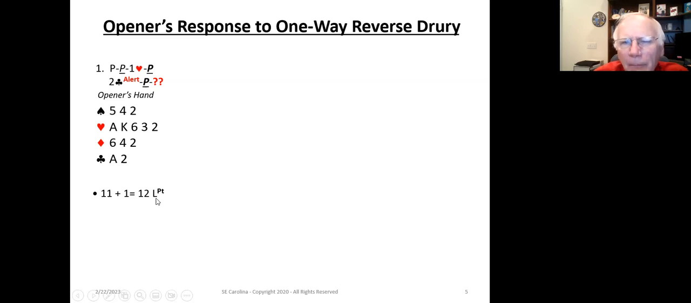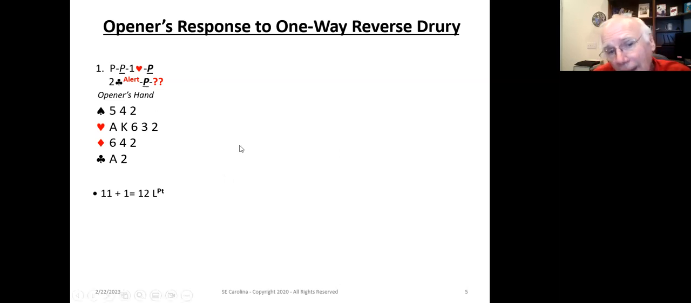Now, remember, the person that discovers the fit is the one that gets to count distribution points. Well, who discovered the fit? The responder did. They told the opener they discovered the fit by bidding 2 clubs, because the opener promised 5 plus, and with the 2 club bid, the responder is promising 3 plus. So the responder gets to count distribution points. The opener does not. They're going to continue to use length points.